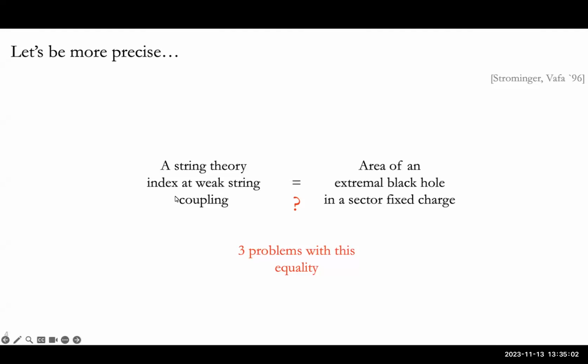What this was compared to was not actually the entropy of a black hole directly, rather it was the area of an extremal black hole in a sector of fixed charge. The reason why these black holes needed to be extremal at the time is because those were the supersymmetric solutions that were known at the time that were supposed to match the string theory count. However, there are at least three problems with this equality. Let me tell you what they are.